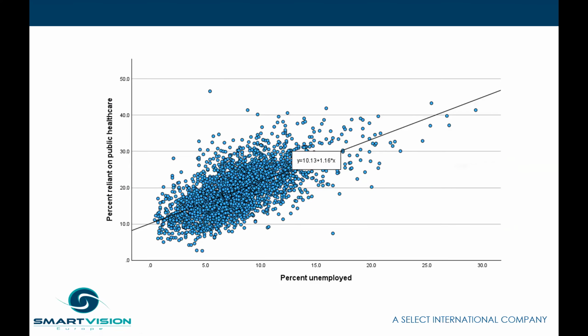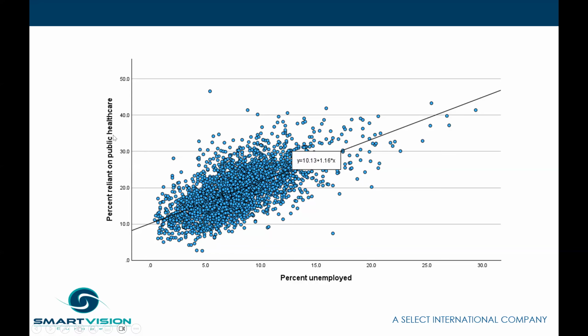So when I do a scatter plot here of percent reliant on public health care and percent unemployed, I can actually ask it to put in a straight line. And when SPSS does that, it gives me the formula. It's y equals mx plus c, or y equals a plus bx. Here's a plus bx. Here's the a. That's the constant.